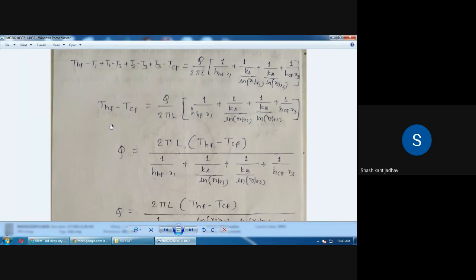2 pi L. We have to take it at the other side. So Q is equal to 2 pi L into bracket THF minus TCF, and whatever the remaining terms we have to take at the denominator. So 1 upon HHF into R1 plus 1 upon K divided by ln of R2 by R1 plus 1 upon KB divided by ln of R3 by R2 plus 1 upon HCF into R3.